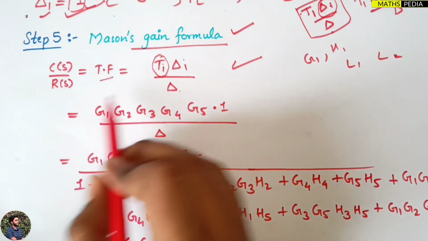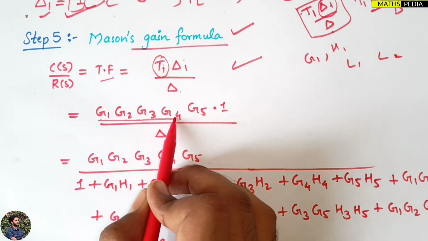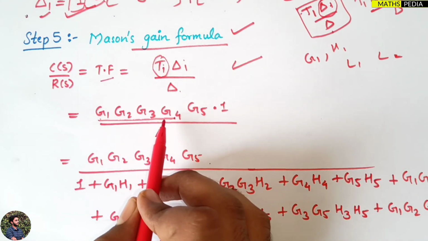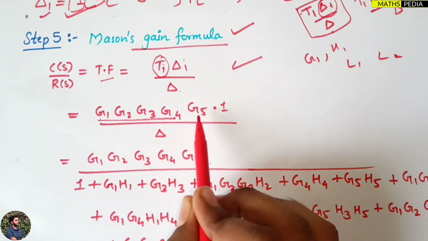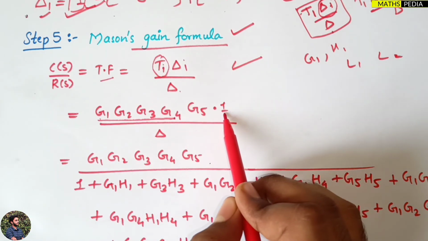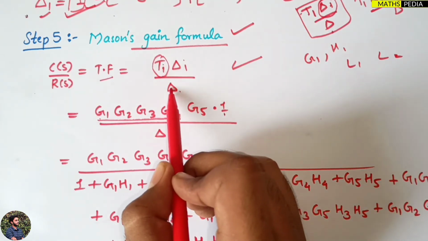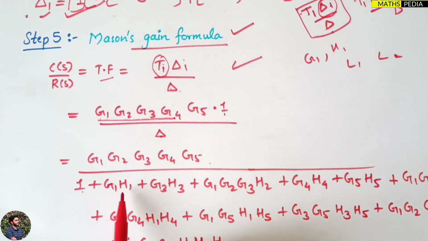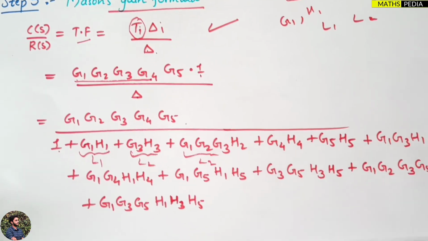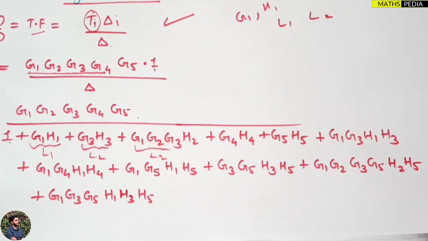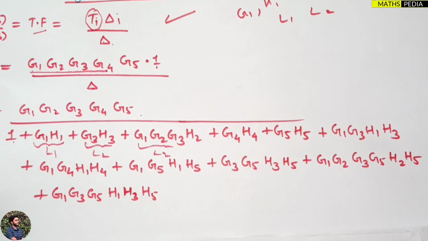Okay, so for t1 I have written the loop gain. I have written the gain. Next, delta 1, it is 1, correct? Then delta is nothing but 1 plus, see this is what I have done, it is L1, L2, L3, all the things I have substituted here. So just observe this, try to analyze this part.